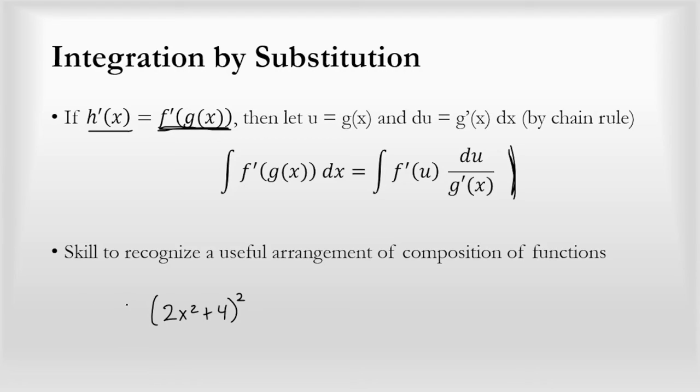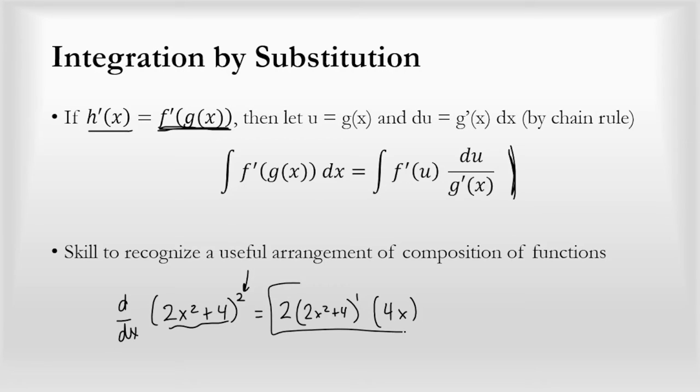If I wanted to take the derivative of this with respect to x, I have to take the derivative of the inside and the derivative of the outside. The derivative of the outside gives me 2x squared plus 4 to the first power, and then I multiply by the derivative of the inside, which would just be 4x. That would be the derivative, but if you're given this and need to integrate with respect to dx, how do you get from here to there?